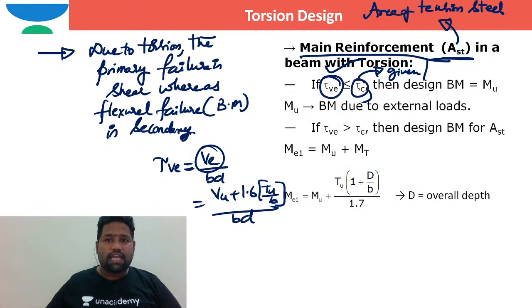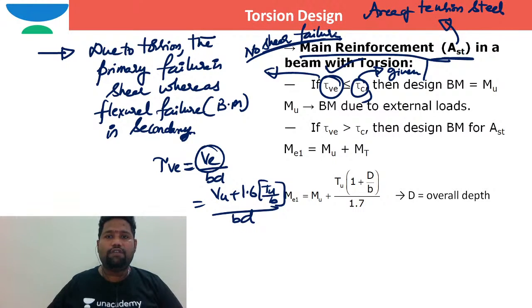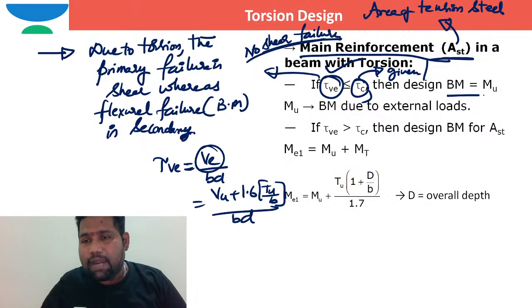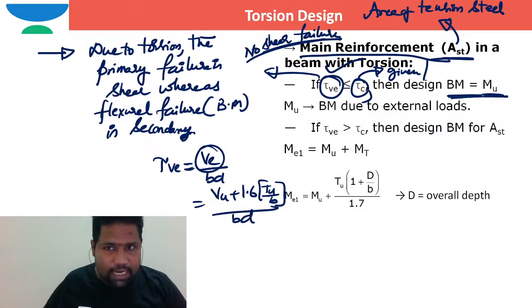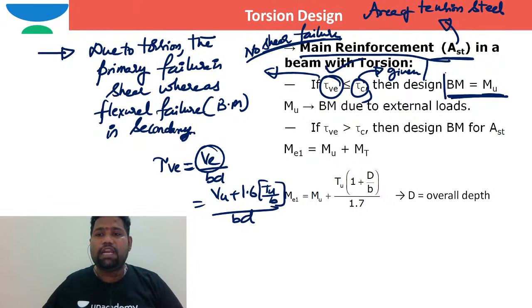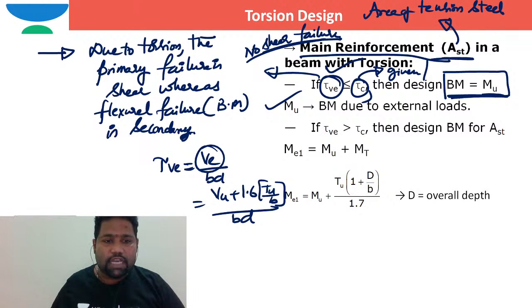So if tau v is less than tau c, in such a case no shear failure will happen, right? Generally the concept is no shear failure, and the primary failure is shear failure. When shear itself is not failing, the design bending moment does not need to be increased. Then the design bending moment is just the bending moment because of external loads. There is no increase in the bending moment I need to consider in that case. The design bending moment is Mu. What does Mu stand for? Mu stands for the bending moment because of external loads. How can you work out this bending moment? Generally, in your competitive examination, this will be given.